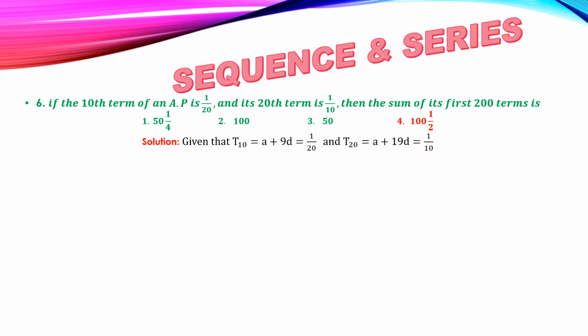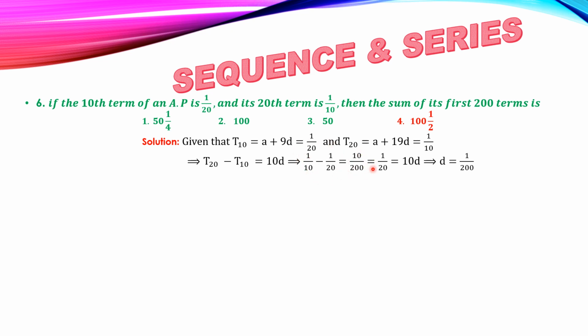Here we subtract T10 from T20, that is 10d. Here a cancels, 19d minus 9d, that is 10d. The T20 and T10 values are already given. Substitute these values in this: 1 by 10 minus 1 by 20 equals, which is 10 by 200.